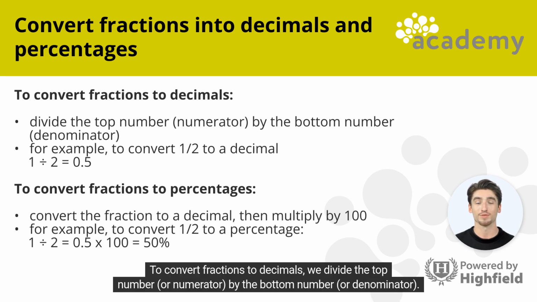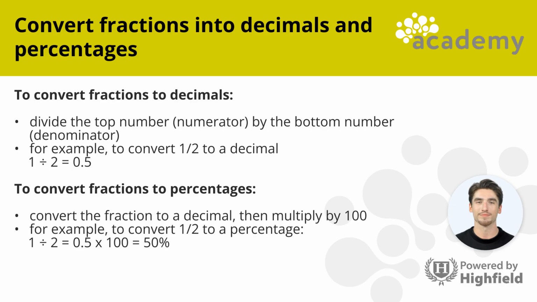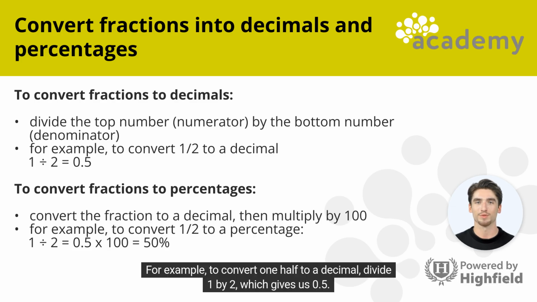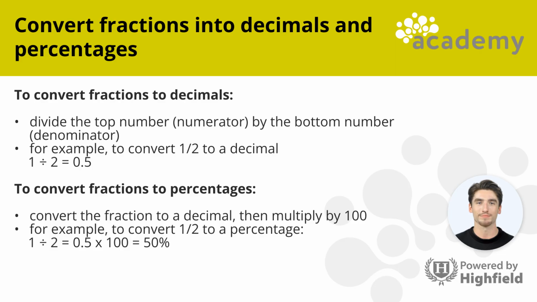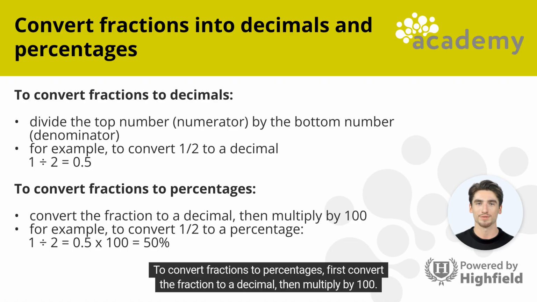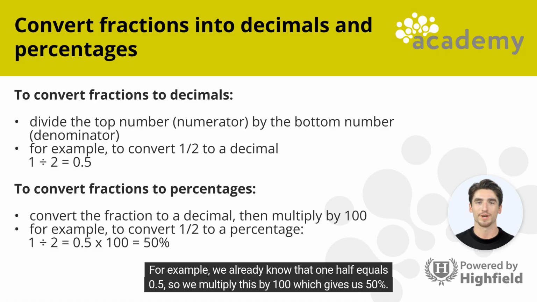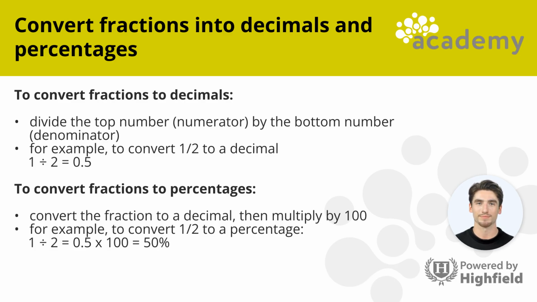To convert fractions to decimals, we divide the top number, or numerator, by the bottom number, or denominator. For example, to convert 1/2 to a decimal, divide 1 by 2, which gives us 0.5. To convert fractions to percentages, first convert the fraction to a decimal, then multiply by 100. For example, we already know that 1/2 equals 0.5, so we multiply this by 100, which gives us 50%.